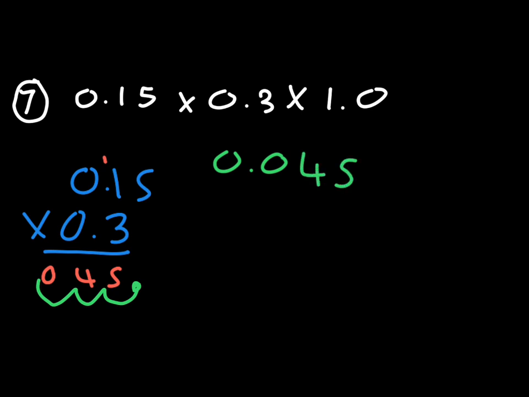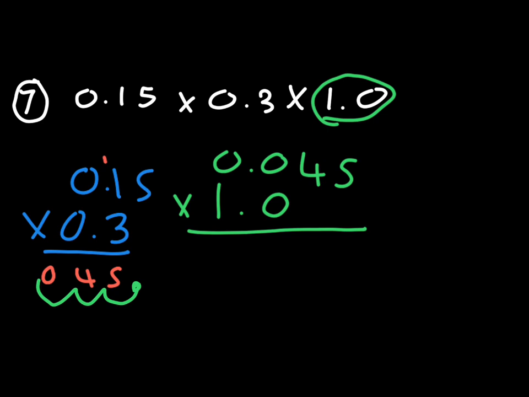0.045. Now remember, we still need to multiply by that last number, so we can then say times 1.0. Now when we multiply, this 0 is going to multiply by everything and just give us a whole lot of zeros. Then when we multiply the 1, we know that we need to start with a 0 there, and we then can carry on.